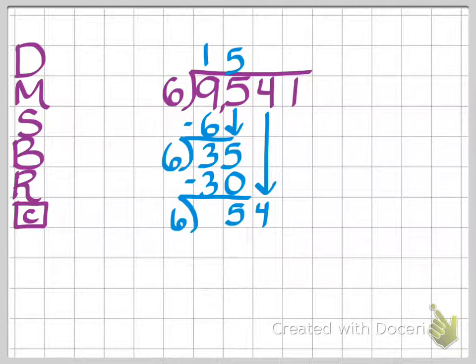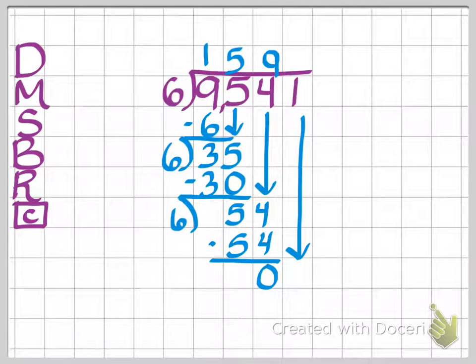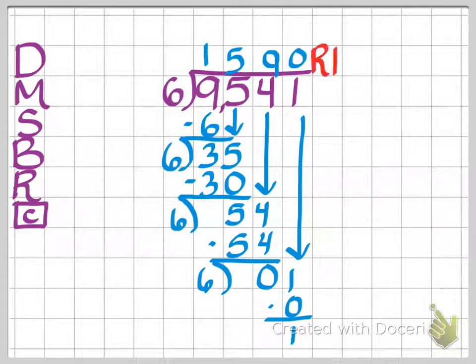How many times does 6 go into 54? That would be 9. 9 times 6 is 54. Subtract 0. Bring down the 1. Do it all over again. How many times does 6 go into 1? That's 0. And you have a remainder 1. Now, of course, you are not finished because you need to what? Check your work.